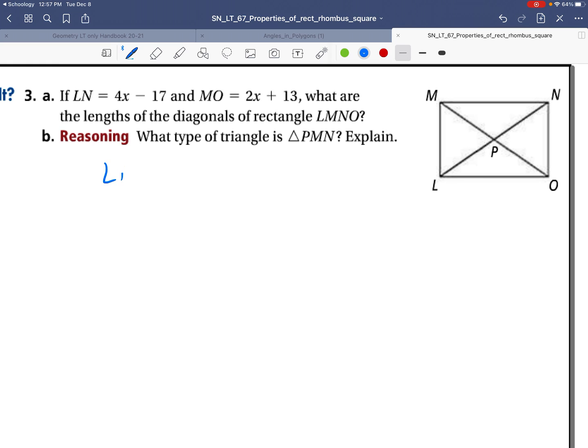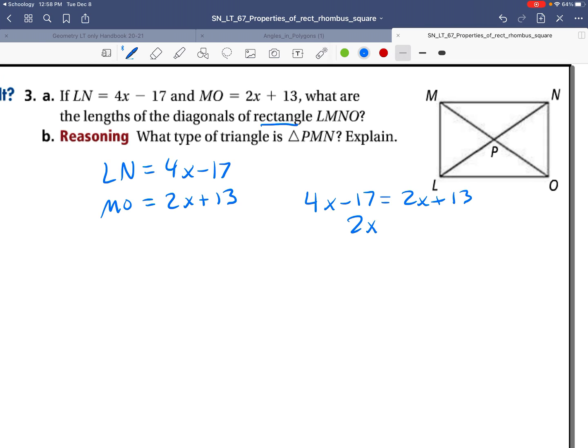Alright, you've got LN is 4x minus 17. MO is 2x plus 13. What are the lengths of the diagonals in the rectangle? So you're given that they're equal to each other in this rectangle. So 4x minus 17 equal to 2x plus 13. So we solve it, add 17 to get 10, and then we divide by 2. I get x is 15.